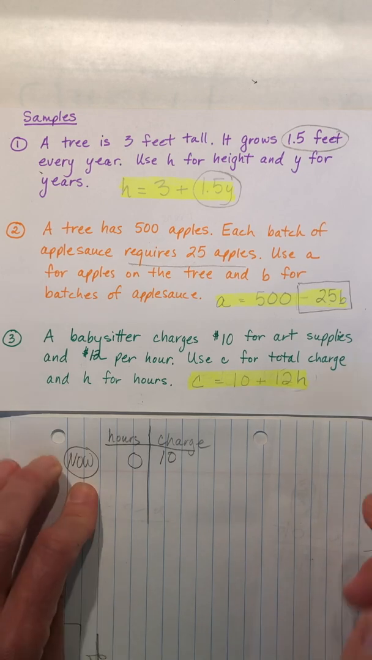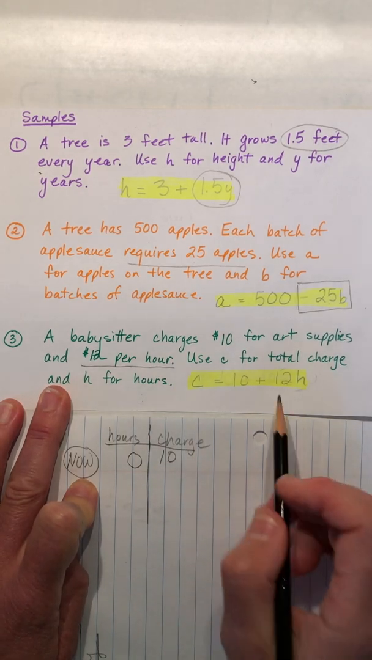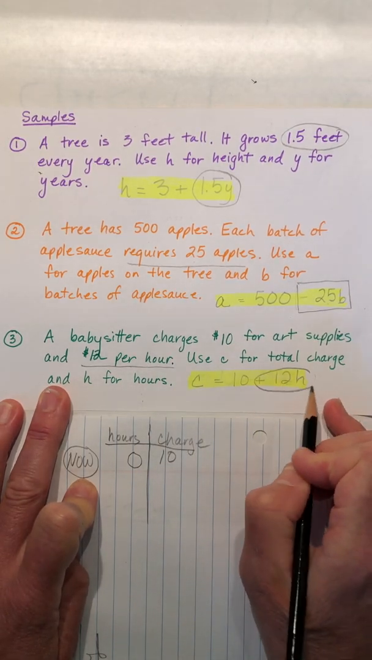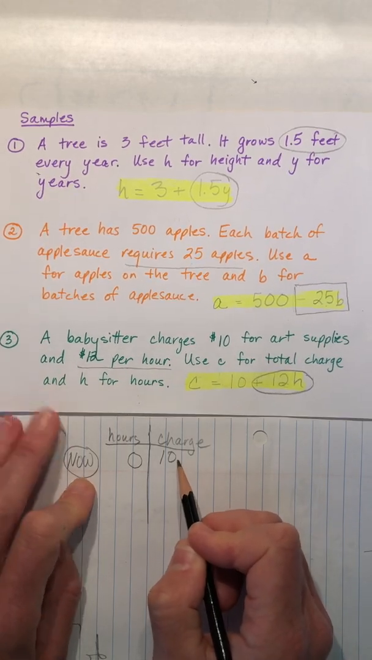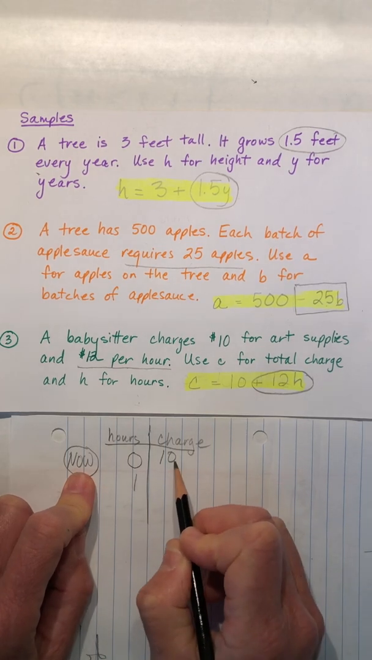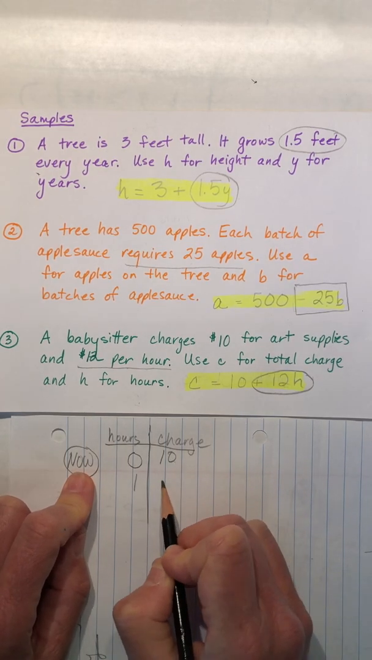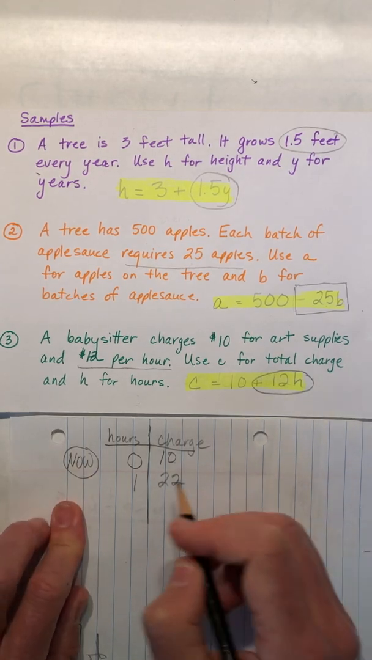So the rate of change is right here in the word problem, $12 per hour. It is right here in our equation. And the rate of change is right here in the table. So after 1 hour, we owe for the art supplies and the first hour of babysitting. So the total charge is 22.